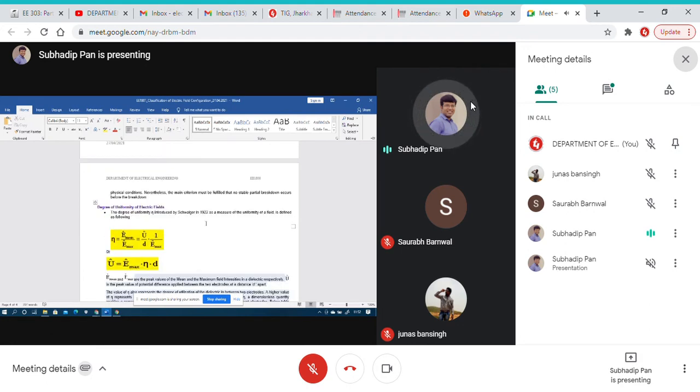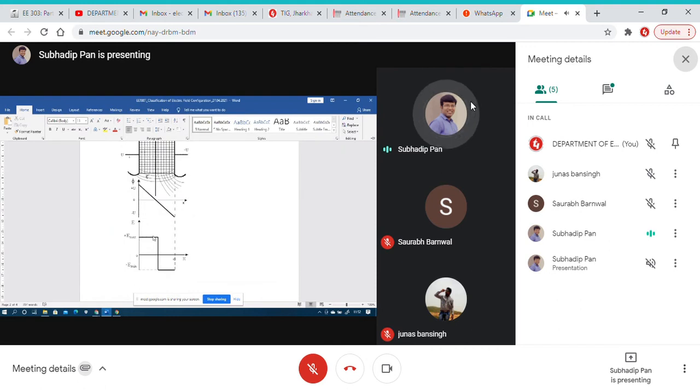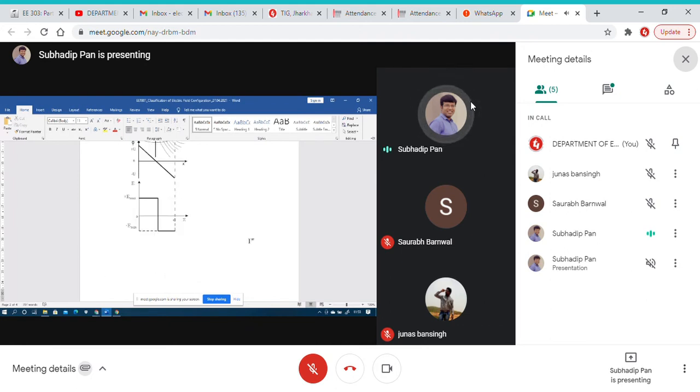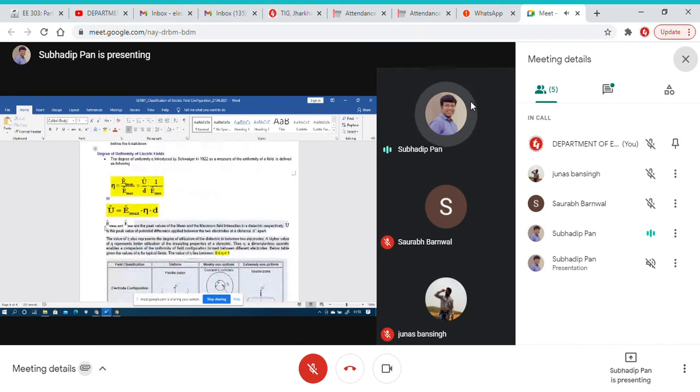Okay, so in this particular figure, we will see there should be some square form defined. So what is D? D is nothing but what is written here: E mean and E max are the peak values of the mean and the maximum field intensity in the dielectric respectively, where U is the peak value of the potential difference applied between the two electrodes at a distance D.